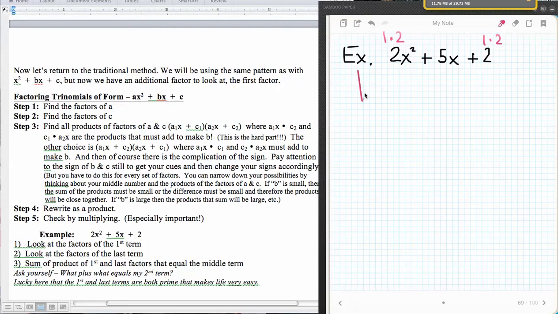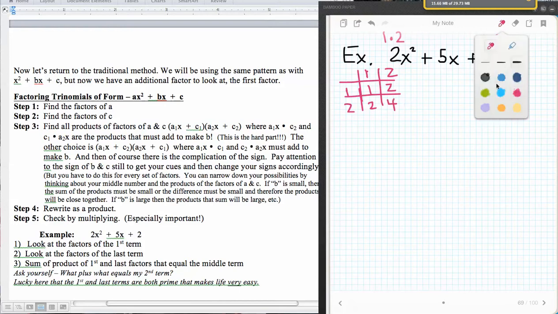Now, one of the ways that we can do this is we can make what's called a factor box. So we have the factors of the leading coefficient, I'll put those up here, and the factors of the constant here. And we say 1 times 1, which is equal to 1, and 1 times 2, which is equal to 2, and 1 times 2, which is equal to 2, and 2 times 2, which is equal to 4.